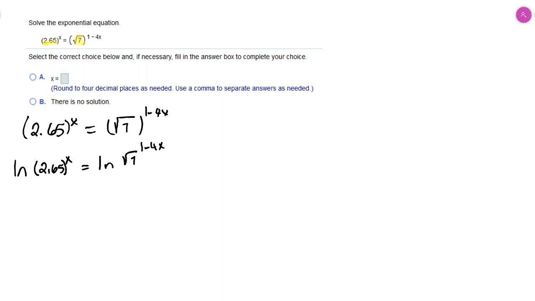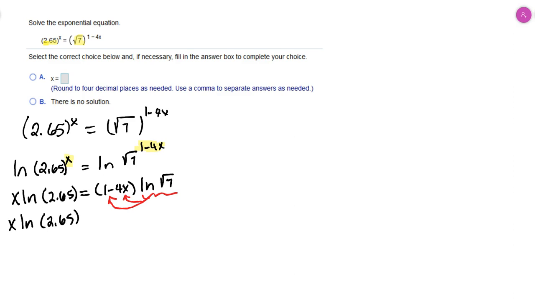And now because we've introduced the log into our equation, we can use the power rule. The power rule allows us to take these powers in front of the log, and it takes the variable out of the exponent. So using the power rule, we get x times natural log of 2.65 equals 1 minus 4x times natural log square root 7. Then on the right side, I'm going to use the distributive property. I'm going to take this natural log square root of 7 and distribute it to each term. That gives me x times natural log of 2.65 equals natural log square root 7 minus 4x natural log square root 7.